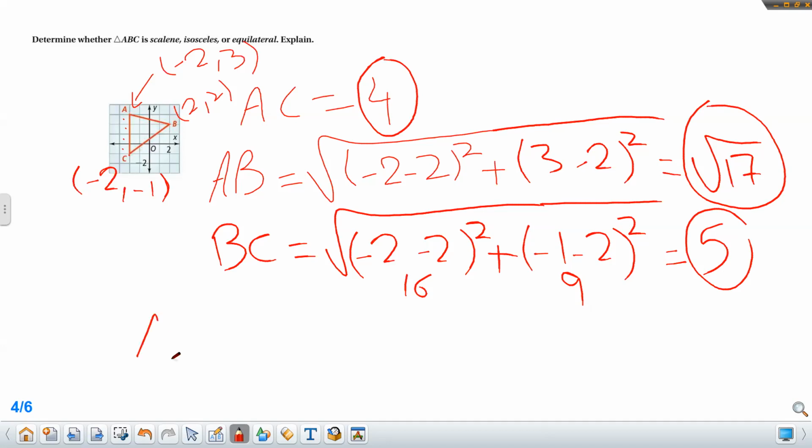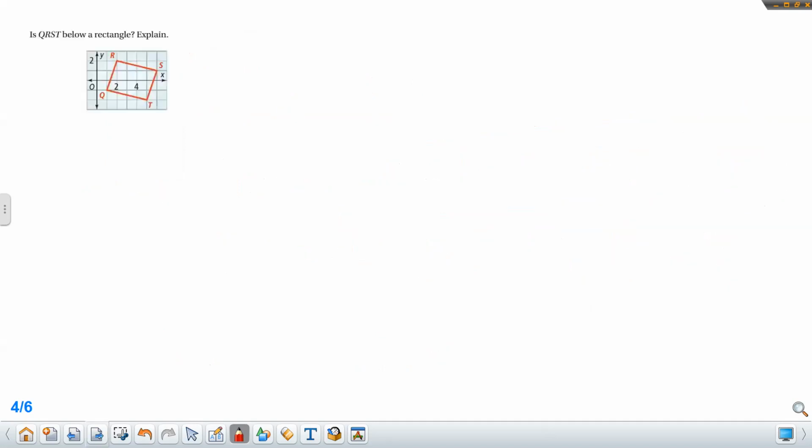So this triangle is what? Yes, excellent. It is a scalene triangle. This is exercise number 2. Exercise number 3 is: QRST below, rectangle, and explain. Okay, how to check whether this figure is a rectangle or not?